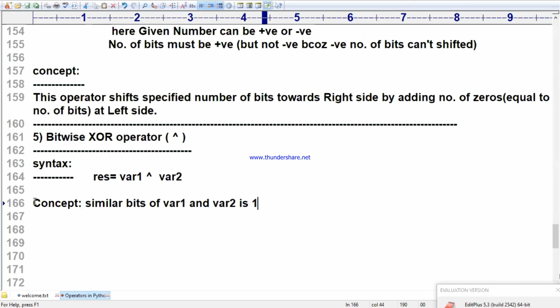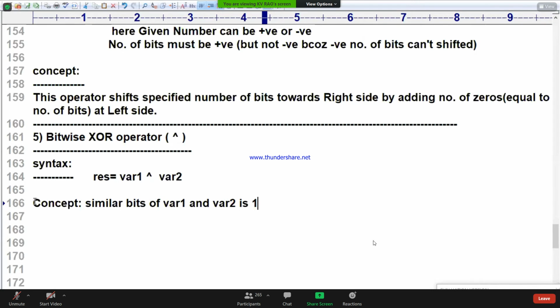Similar. Yes, ma. Is my voice clear for everybody? Magya Reddy, please rejoin, ma. Everybody is saying it's clear.